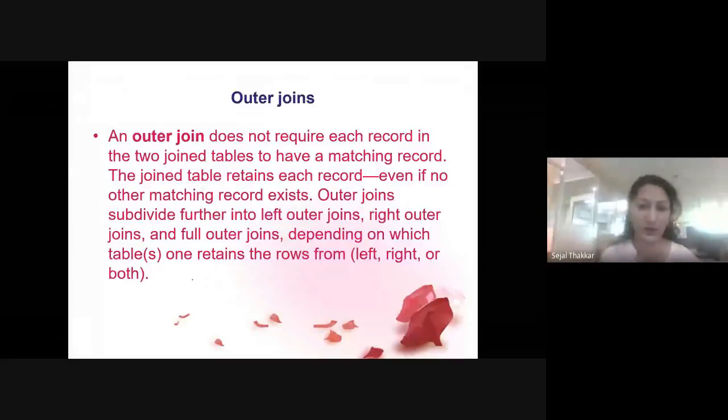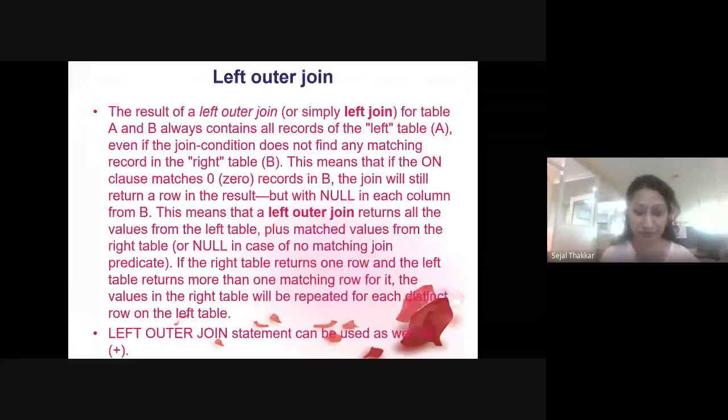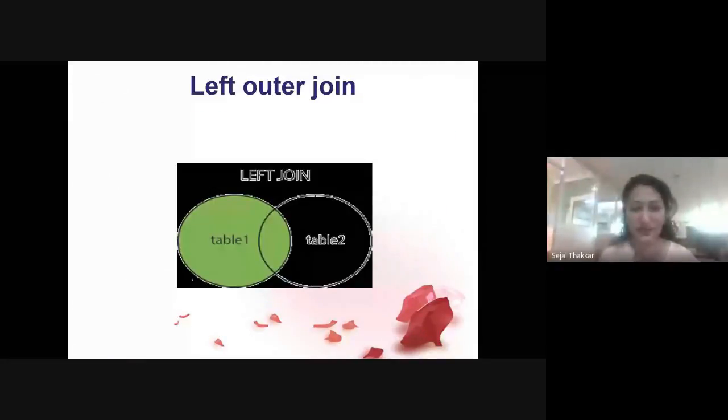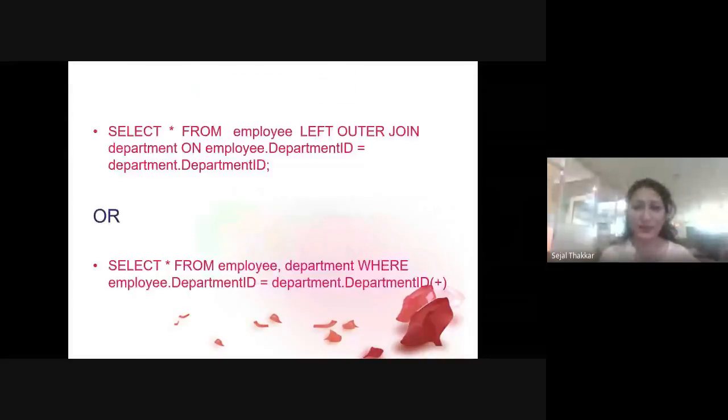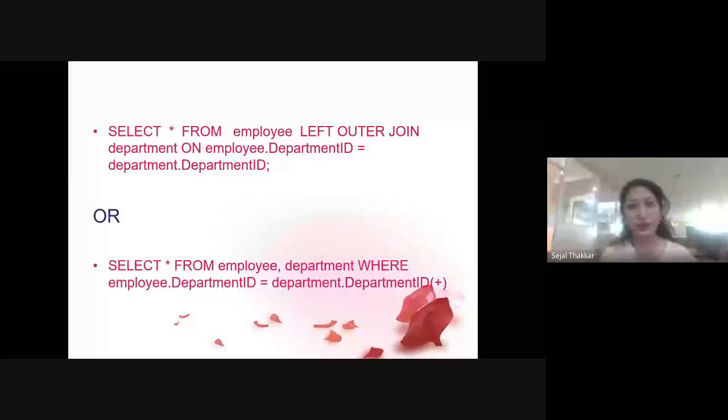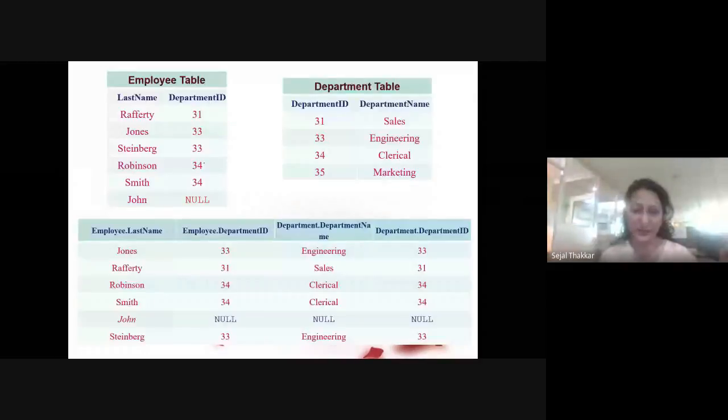If I'm talking about the left outer join, it is going to consider the values which are present in the left side of the table, but not present in the right side of the table. So say select star from employee left outer join department on employee.departmentID is equal to department.departmentID. So here you can see a left side table, right?